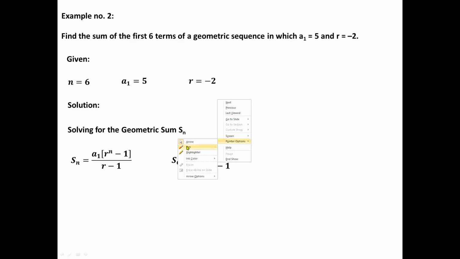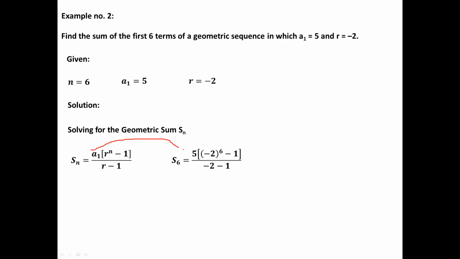Okay, ito siya, no? Ang a sub 1 natin is actually equal to 5. Ang r natin, negative 2. Kaya negative 2 ito. And then n is equal to 6 minus 1. Ang r natin is negative 2, kaya negative 2 minus 1.